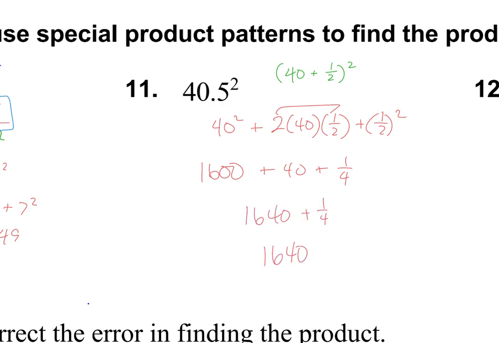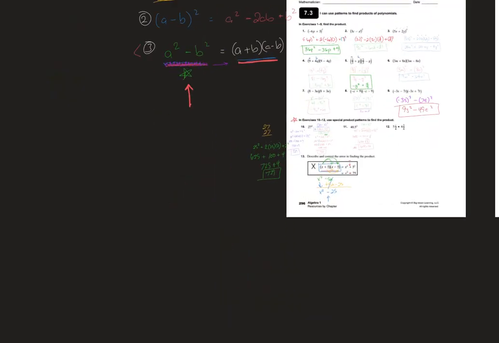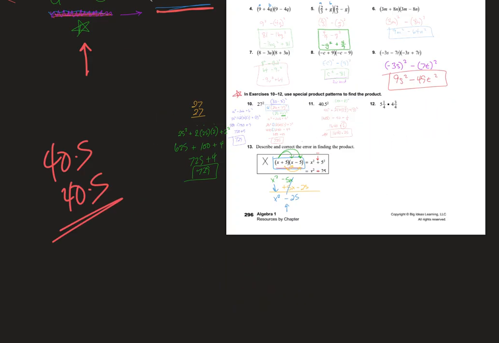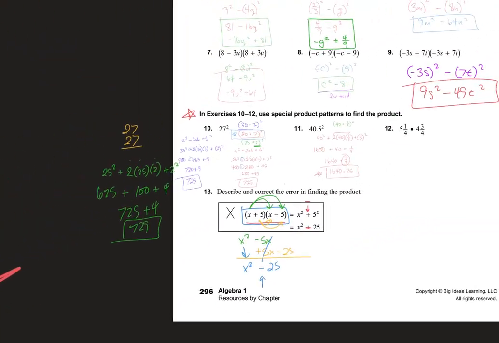This is 1640.25. And you know what? I mentioned I had the calculator with me. 40.5 squared is 1640.25. If you want to leave it as 1/4, you go ahead. But see how, like, oh dang, that was doable, right? As opposed to writing 40.5 times 40.5. I don't want to do that. But I get it. I am more prone to doing that.